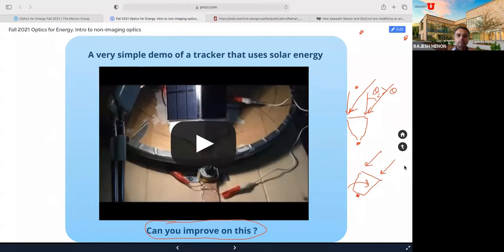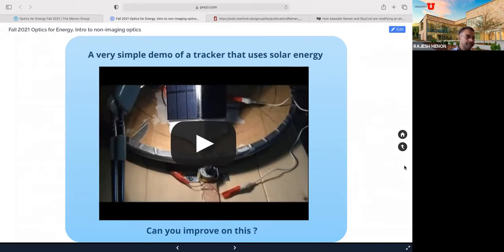So I want you to think about some ideas on how this could be improved. I'll show you another example shortly, but let me see if there are any ideas. This is clearly a problem, right? As you can imagine, tracking something heavy requires energy, and you don't want to spend more energy than what you're creating. Any ideas?